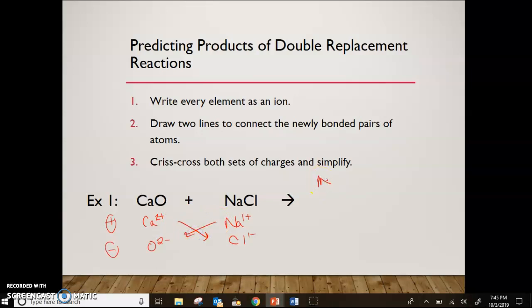Right, so I have Na with a 1 plus, and I'm going to have O with a 2 minus, and then I'm just going to circle and cross their charges. So I get Na2O, and on the other side, I have Ca with a 2 plus, and Cl with a 1 minus. I circle cross, and I get CaCl2. Now again, I always want to predict my products and then balance my equation. Notice that my equation is not balanced here, so whenever you are filling out the products for a reaction, you want to predict and then balance.